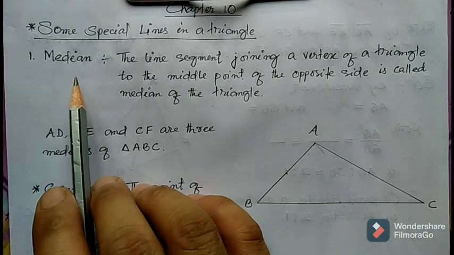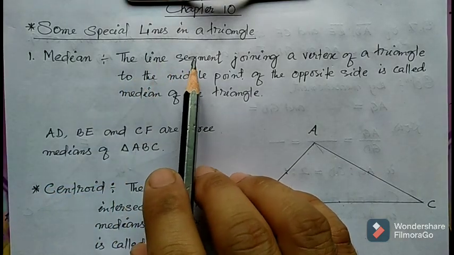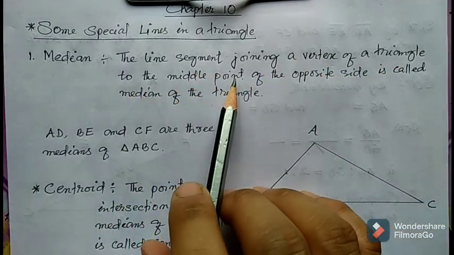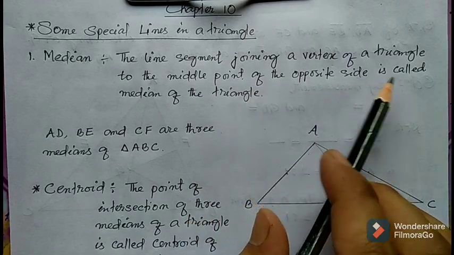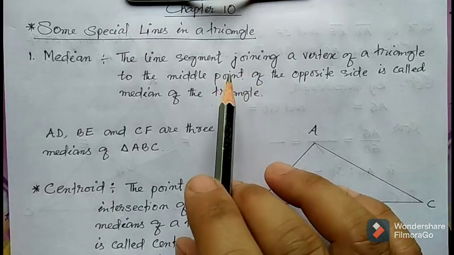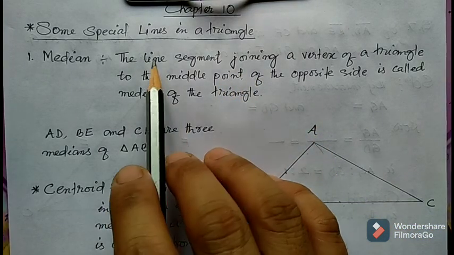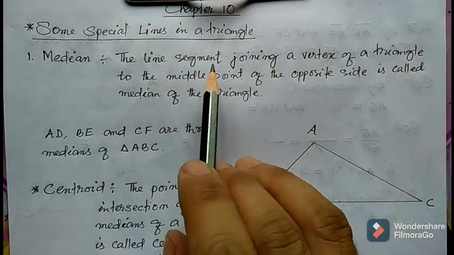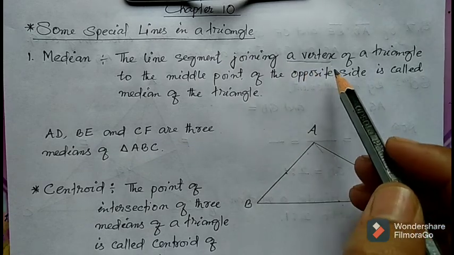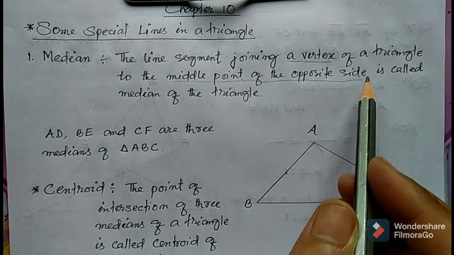The first one is median. Let's see what a median is. The line segment joining a vertex of a triangle to the middle point of the opposite side is called a median of the triangle. Now let's try to understand this definition with this diagram. Median is a line segment, and this line segment is joining one vertex and the middle point of the opposite side.